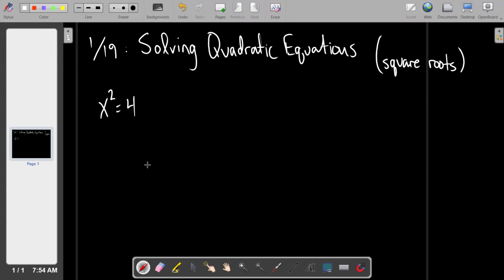I have a total of 10 examples. They shouldn't take too long. 10 sometimes can mean like 2 class periods. In this case, it ought to be about 10, 15 minutes tops. So let's solve some equations. We're going to learn today how to solve equations that don't really fit into any of the other categories.